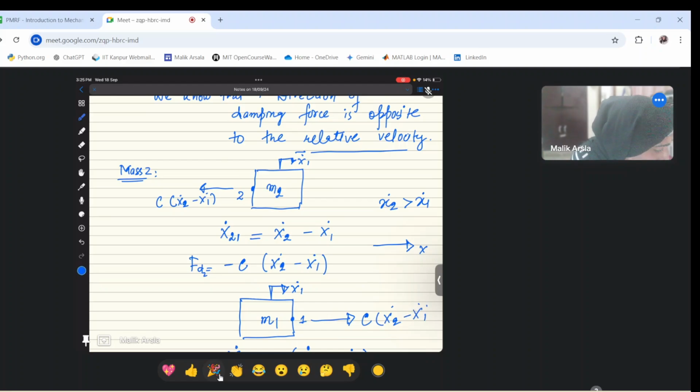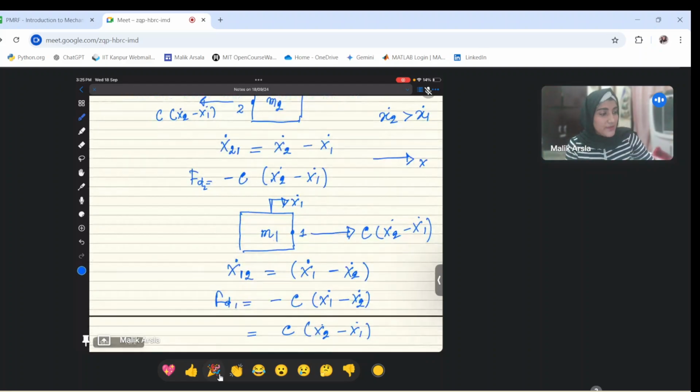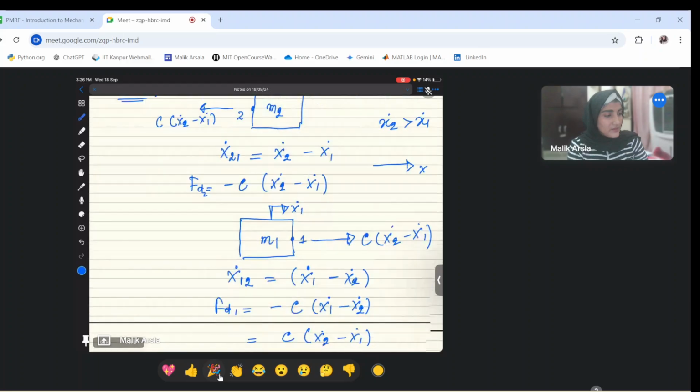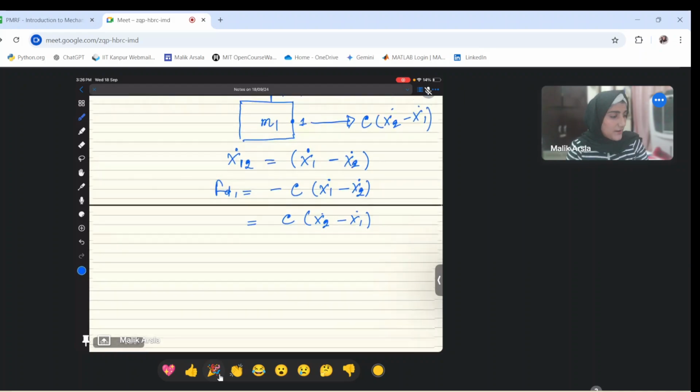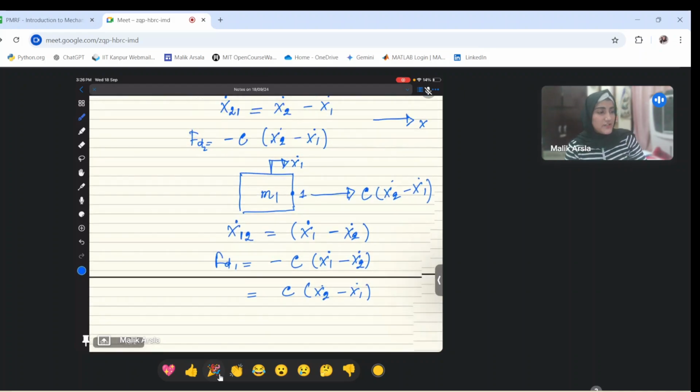The magnitude will be the same, but the direction will be changed like this, okay, because obviously we consider the relative velocity while considering the points. So this is the explanation of how we calculate the direction of the damping force.